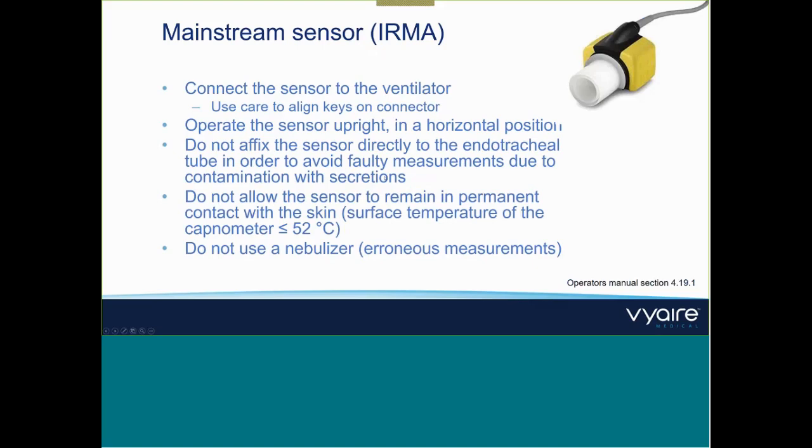Never put the sensor directly on the tube. You could connect it this way, but there needs to be a bit of distance between the sensor and the patient, and also to prevent secretions in the sensor or the sensor adapter. The sensor can, over time, get very hot, so never put the sensor directly on the skin. The maximum sensor temperature during use is up to or more than 50 degrees Celsius.